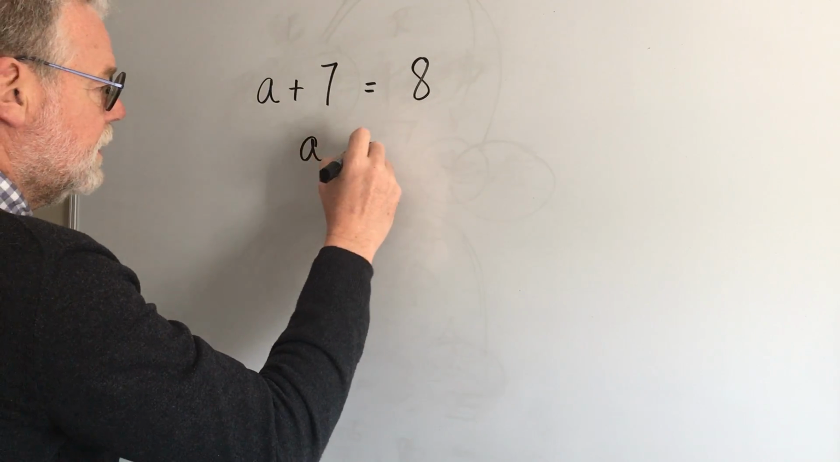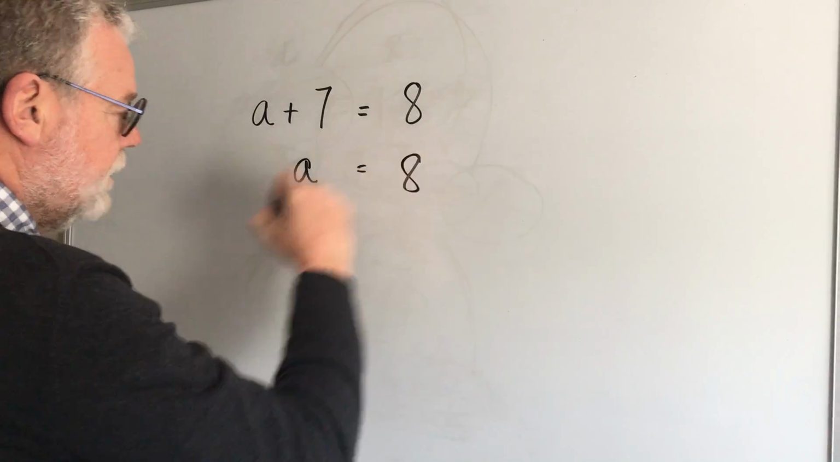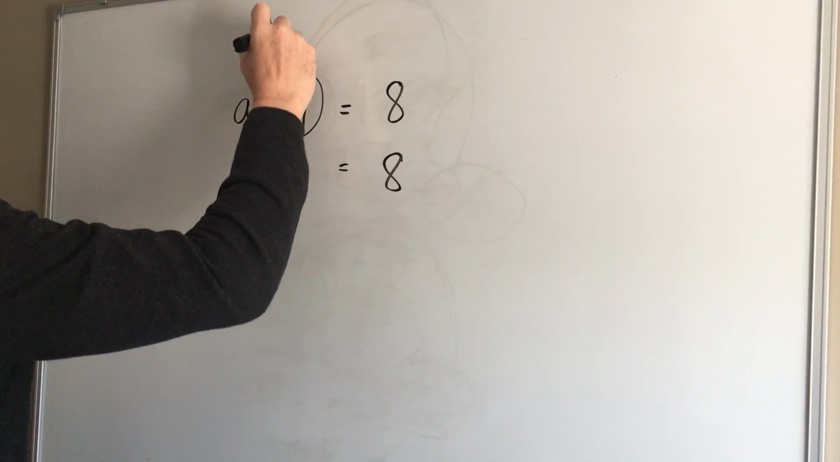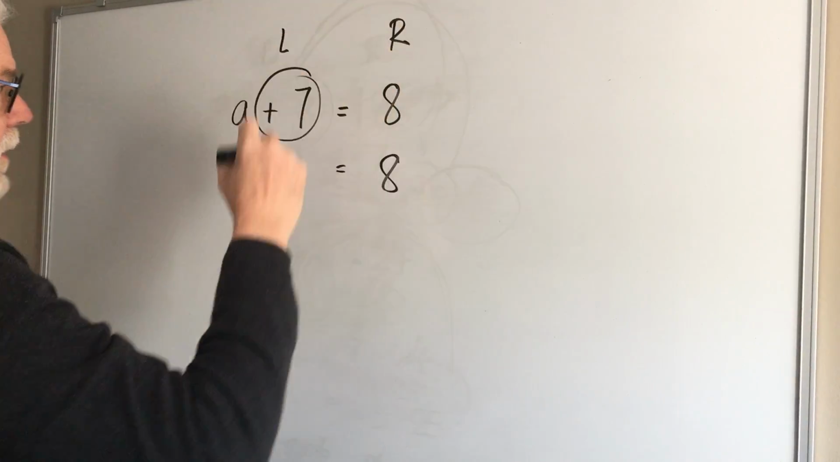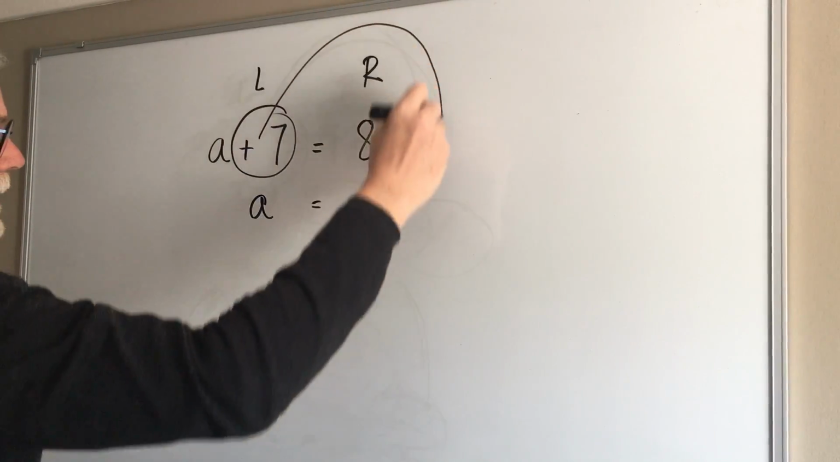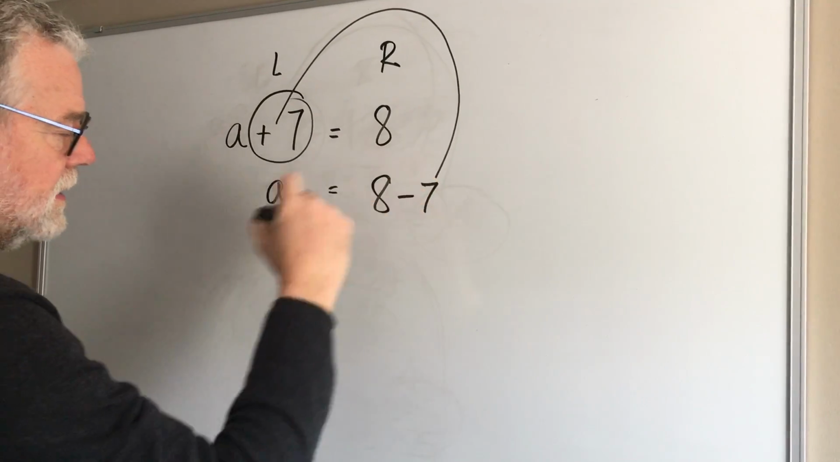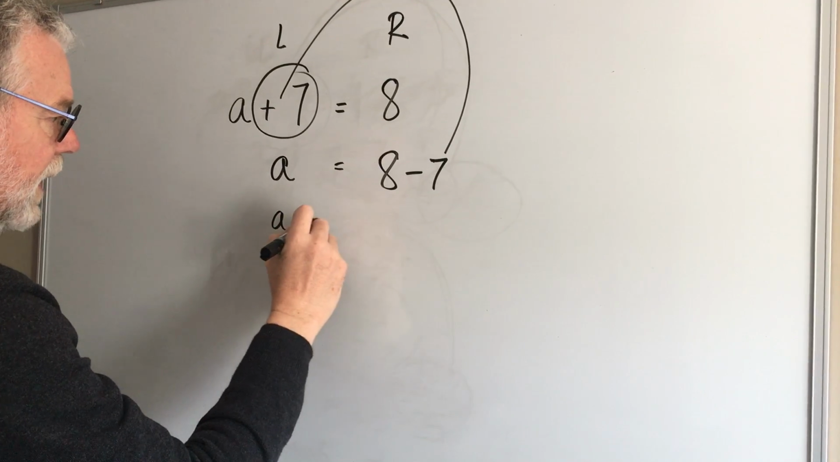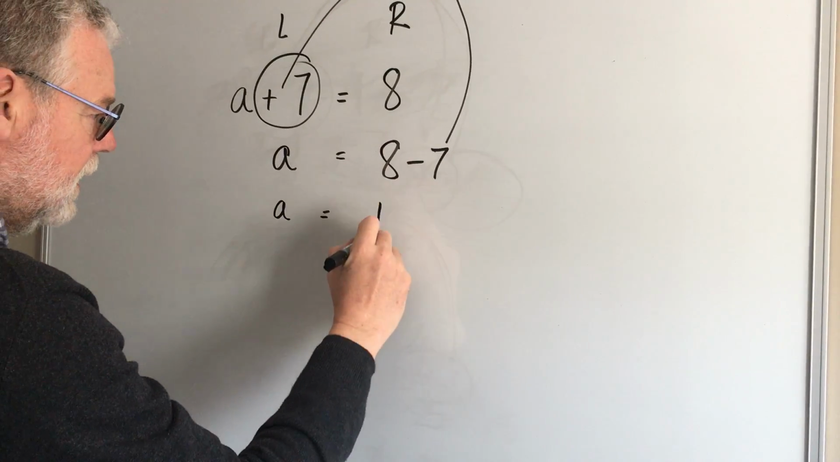So remember the principle of the inverse operation. What do I do when I change the sign from the left hand side to the right hand side? We change the side and we change the sign. So what that allows us to do is say the value of a is 8 take away 7 is 1.